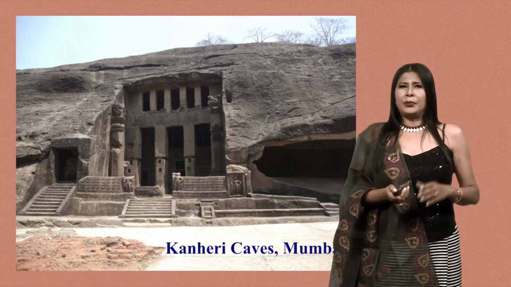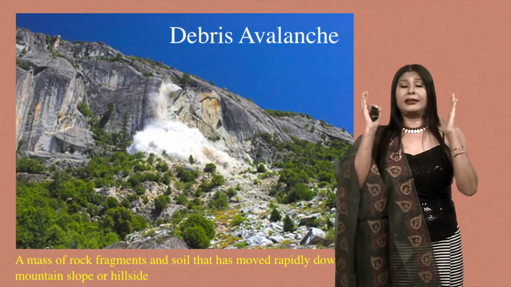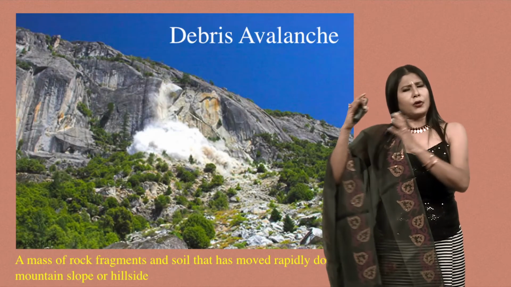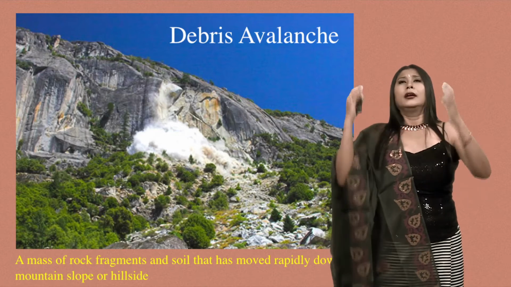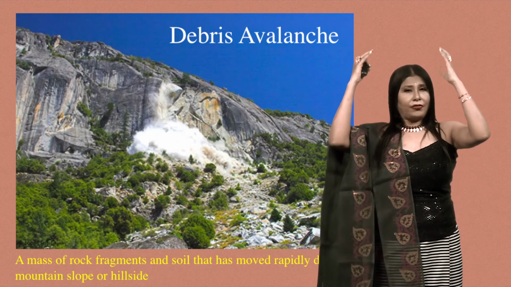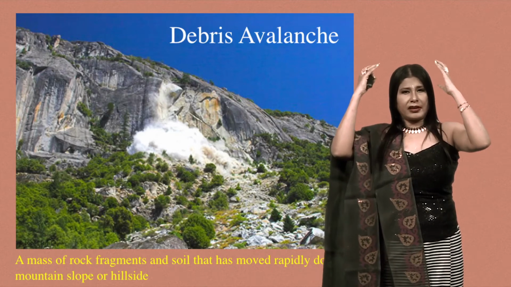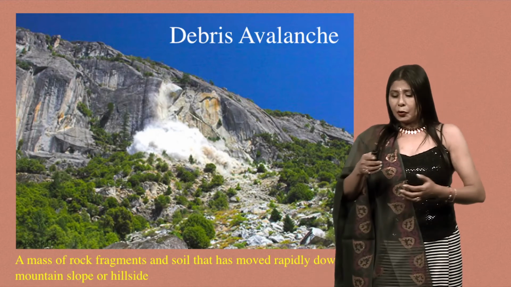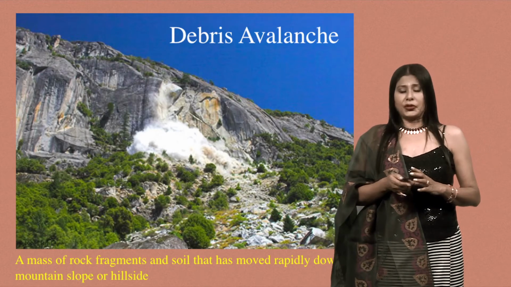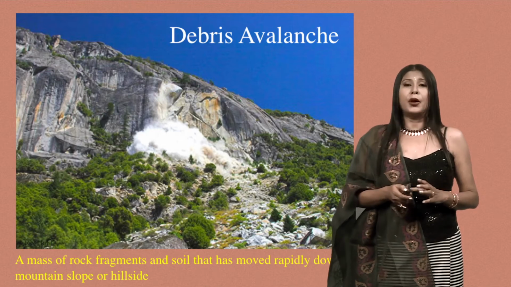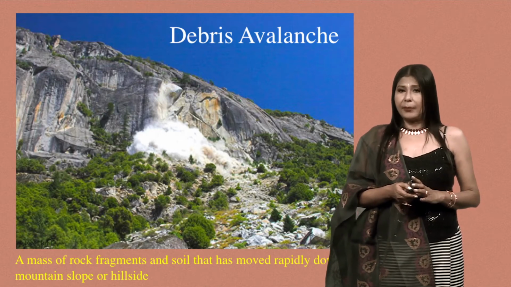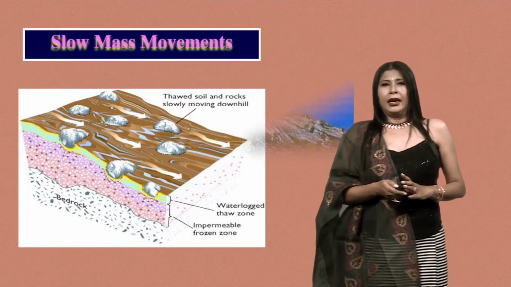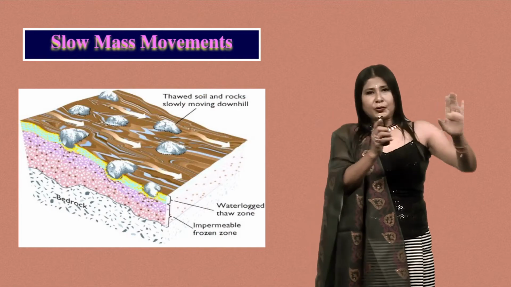We have got examples here, and then debris avalanche, like how a snow avalanche is, it is not rockfall, it is debris avalanche. It just breaks and starts flowing down slope, and when it is mixed with water, it does an enormous amount of damage. These are the fast movements.